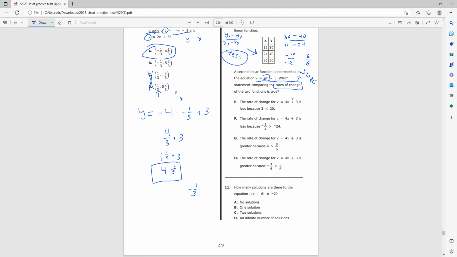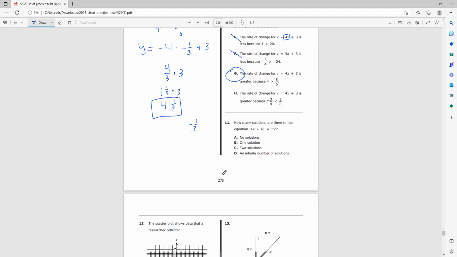So let's see which choice reflects that. So this is saying that the rate of change for y equals 4x plus 3 is less. Well, that's wrong, because we know that 4 is greater than 5 over 6, right? This one's saying that the rate of change for y equals 4x plus 3 is less, so we can eliminate that. The rate of change for y equals 4x plus 3 is greater, because 4 is greater than 5 over 6. This is true, and is obviously going to be the right answer.